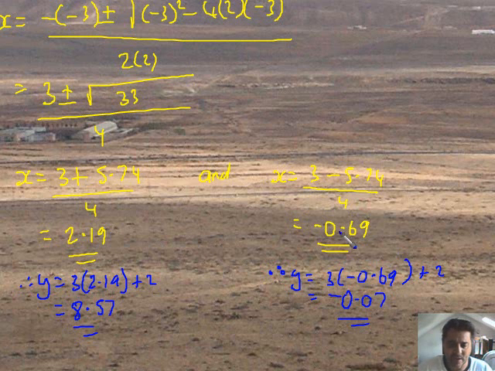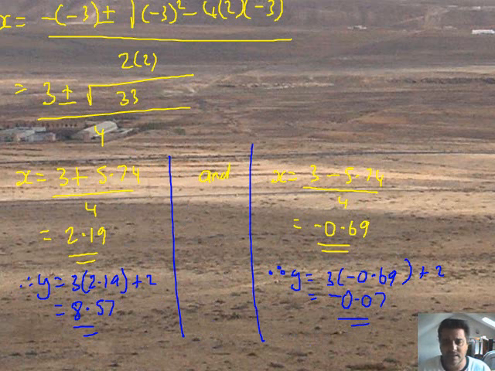What have we got? Two x values and their corresponding y values, and they've been kept separate, so that belongs with that and that belongs with that, and that's fine.